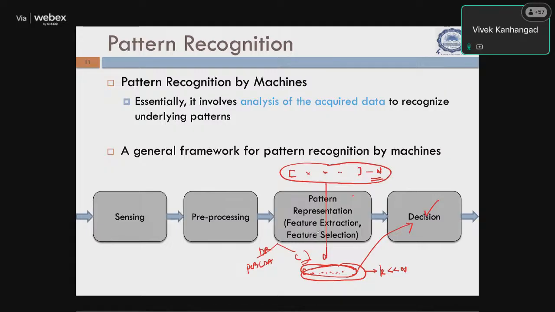This can be a subset. In feature selection, typically this is a subset of the original feature set. But if you're using dimensional reduction techniques, this is not going to be a subset of the original feature set. This will undergo some linear, in this case linear, but it can be non-linear dimensional reduction as well, to obtain this lower dimensional representation. And using the lower dimensional representation, finally, this decision making stage.